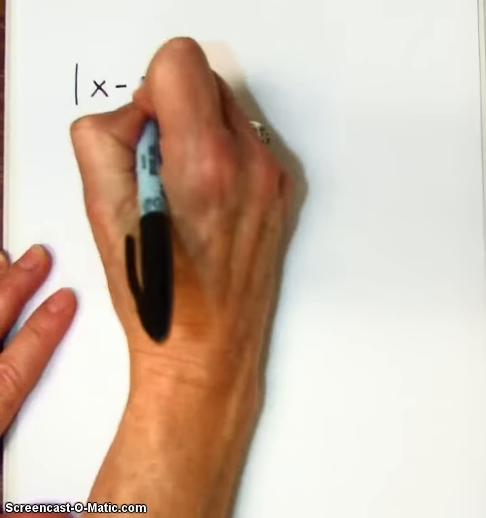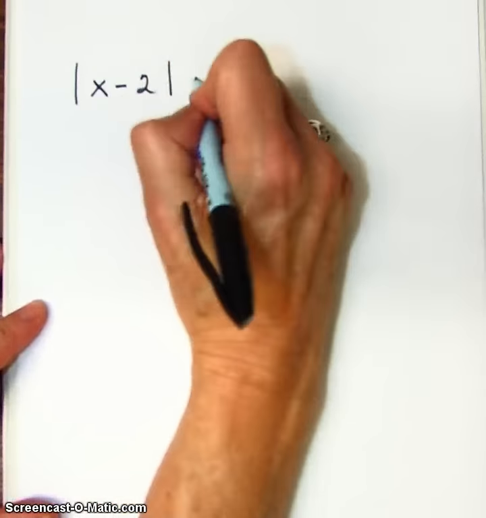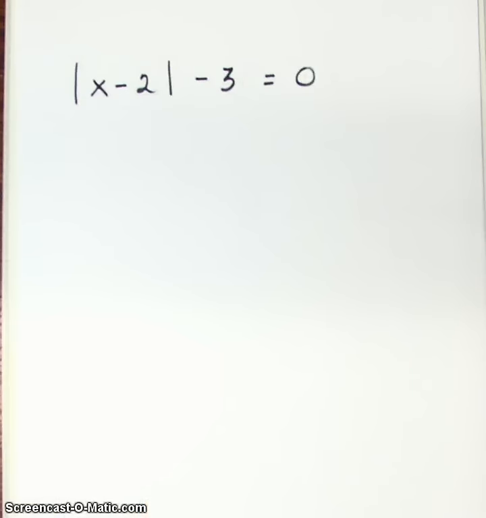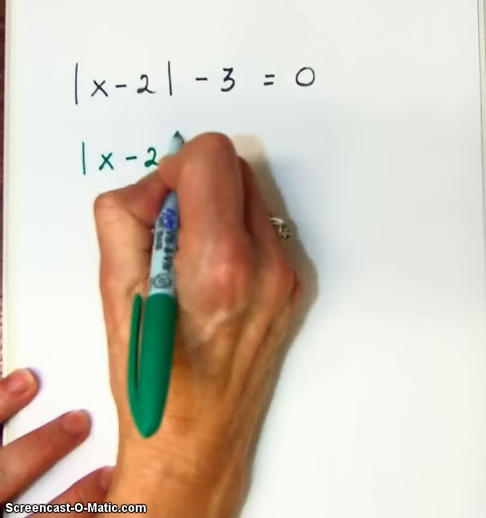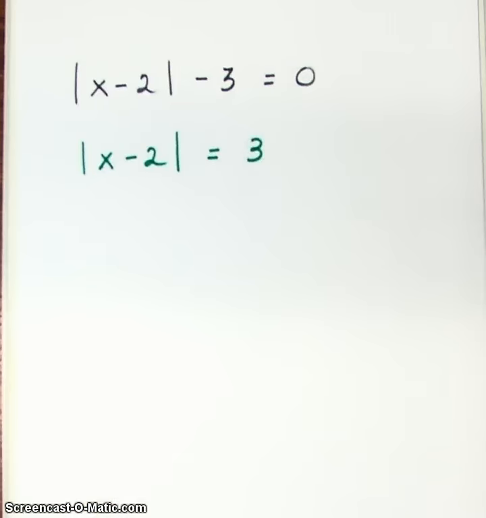Here's an example. Suppose I ask you to solve this absolute value problem: the absolute value of x minus 2, minus 3, is equal to 0. Now, absolute value involves distance, and so you always have two possibilities, a positive distance and a negative distance. The first thing we're going to do is isolate our variable, which in this case is the absolute value of x minus 2, so we're going to put the 3 on the other side. Fix it so that the only thing left on one side is the absolute value symbol.